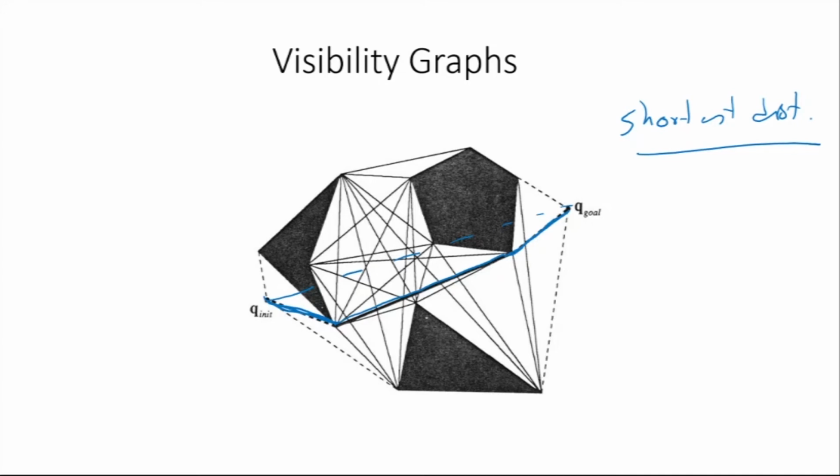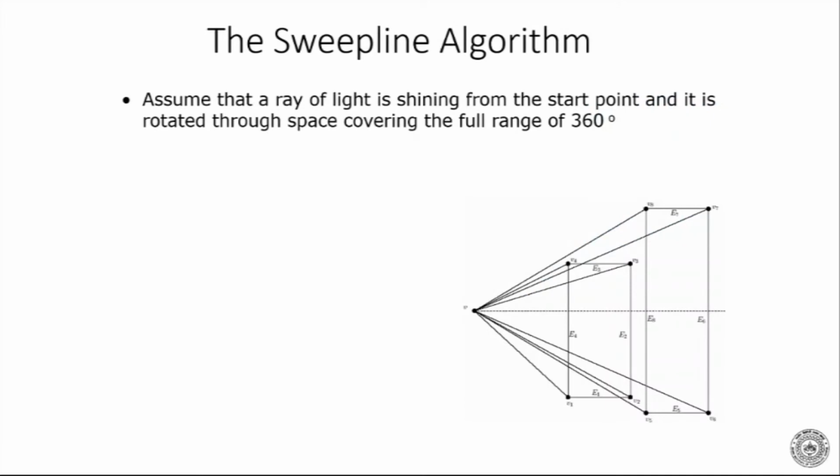So this is geometrically how it is done. Now let's look at it in terms of an algorithm. When we are drawing this connection of graphs, the interconnected roadmap, the algorithm that works is called the sweep line algorithm. This assumes that a ray of light is shining from the start point and is rotated through space covering the full range of 360 degrees. Imagine you're standing here at the start, and there is a ray of light shining from the start and rotated through space covering the full range of 360 degrees.